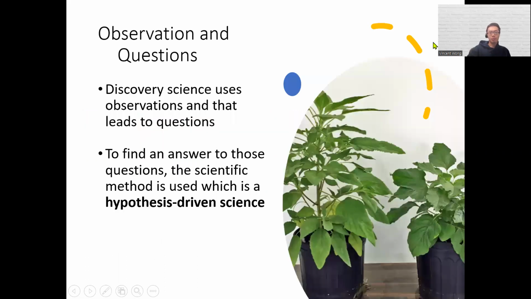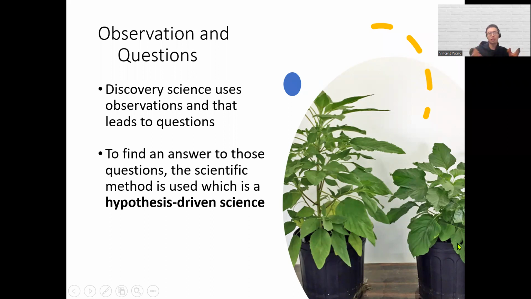So let's just break it down a little bit more. It begins with, again, the observations that you're making, and then asking questions about those observations. Right? And to find the actual answer, you have a tentative answer, you have a guess as to why things are the way they are, but you must test them to see if you're right, right? So the process in which you test that hypothesis, that's what's called hypothesis-driven science.